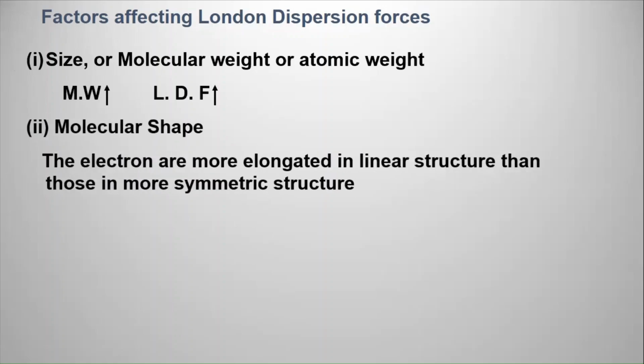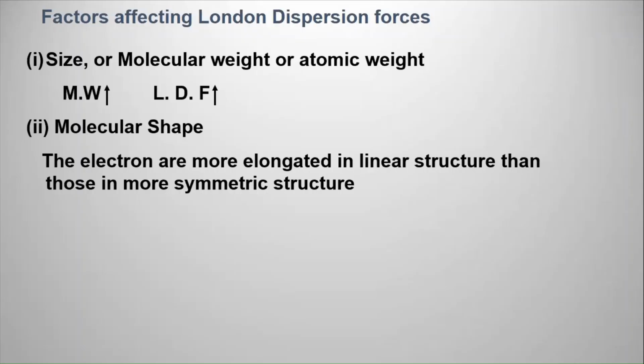The second is the shape. How about if both of them have the same mass? If both of them have the same mass, how can I define which one has a stronger interaction? That would be the geometry of the molecule. The more linear the molecule, the higher the interaction. Why do you want the molecule to be more linear?